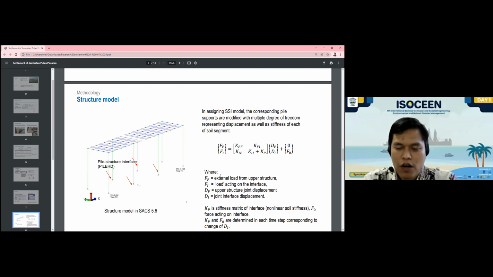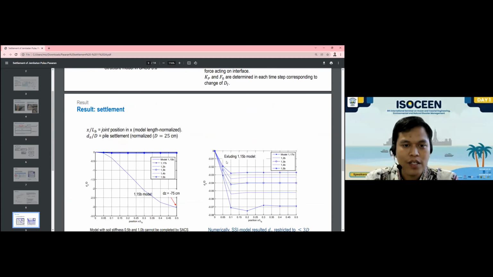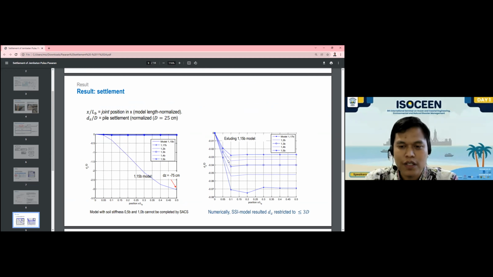The details of each variable are shown here. You can see for yourself. Okay, we move to the settlement resulting from the running of the model. We can see the extreme settlement. Obviously, it occurred in the 1.15V model, but unfortunately the 0.5 and 1V models could not be completed by the software.